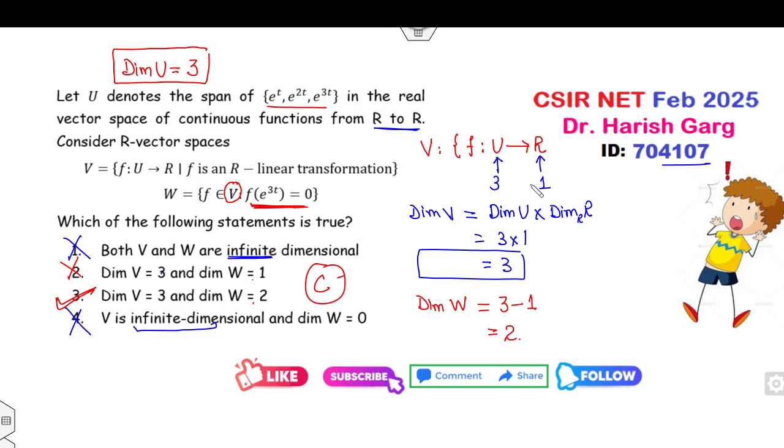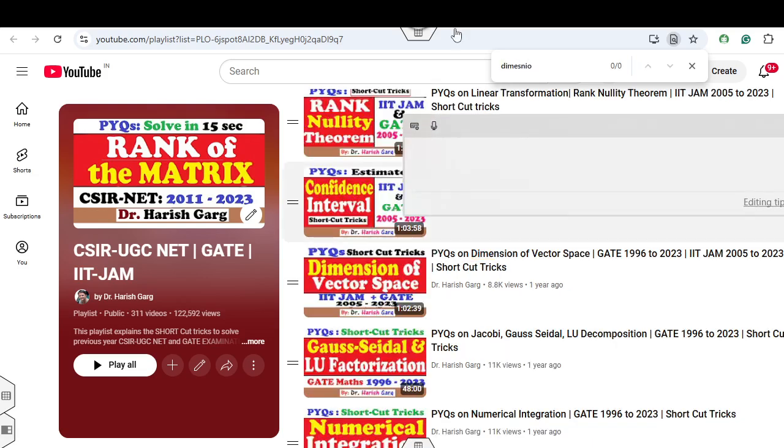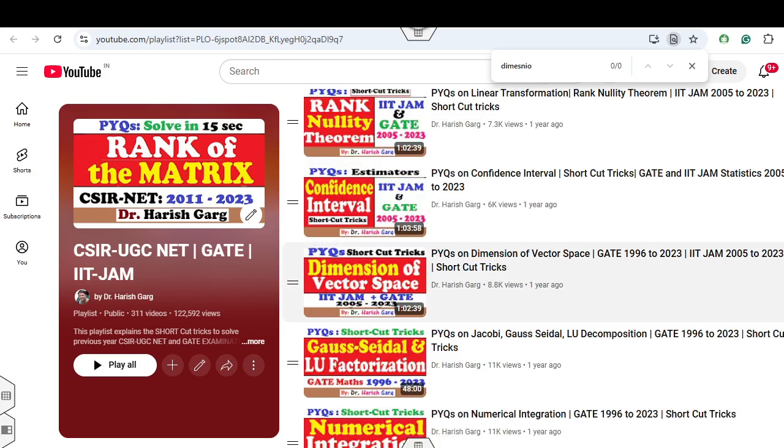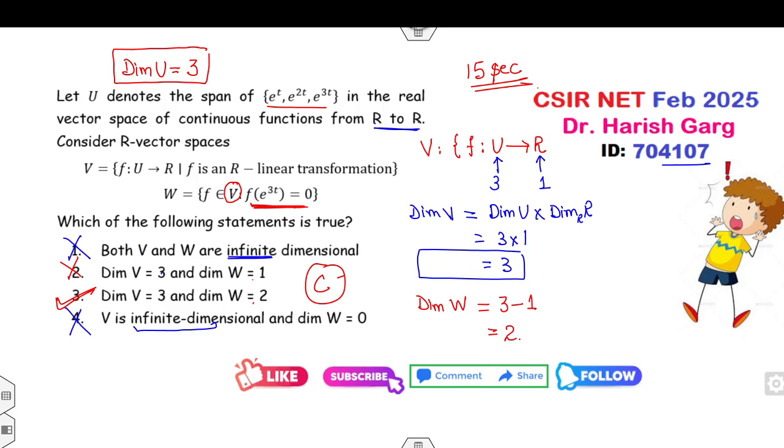You can see it takes maximum 15 seconds to solve. Fine. For more detail, you can watch my lecture on the dimension of the vector space.